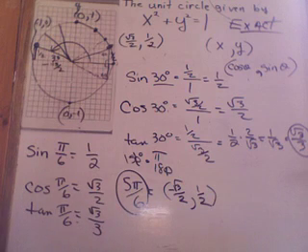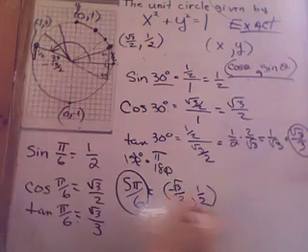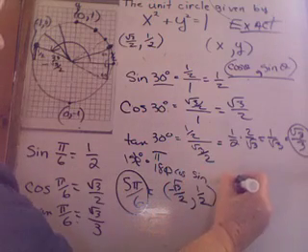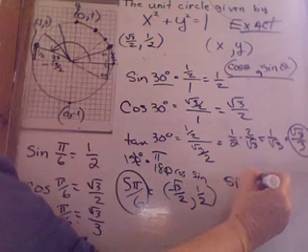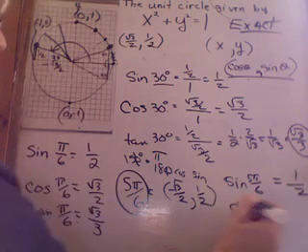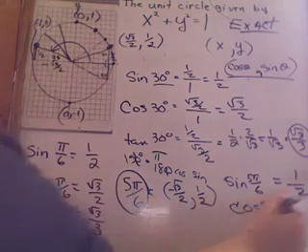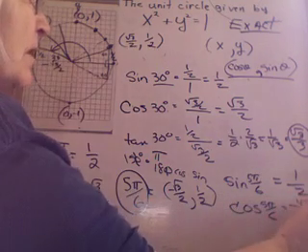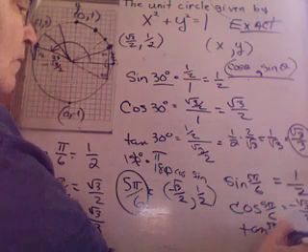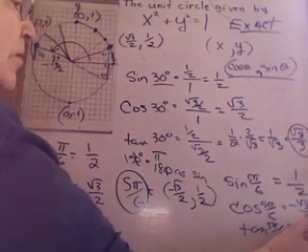What are the trig functions for that? Well, remember, they can be written in this ordered pair form. So this is the cosine and this is the sine. So what's the sine of 5 pi over 6? It's 1/2. What's the cosine of 5 pi over 6? It's negative root 3 over 2. What's the tangent of 5 pi over 6? It's negative, and simplify it, root 3 over 3.